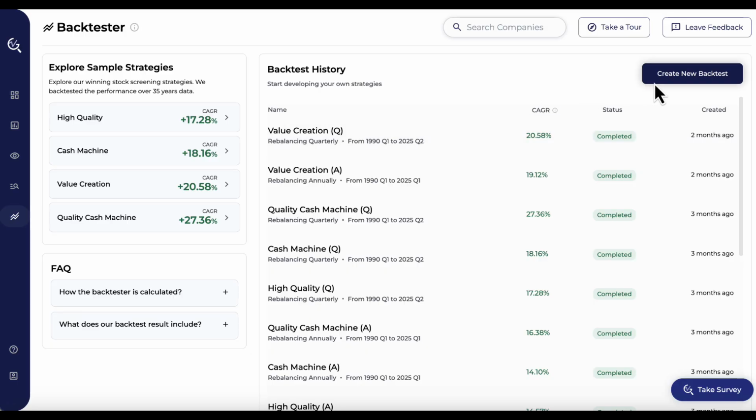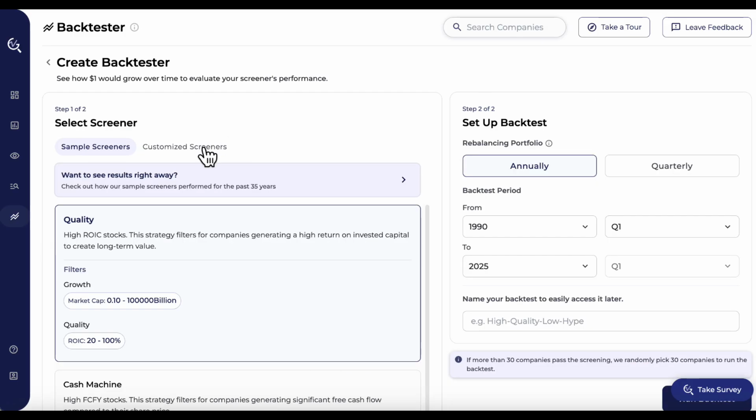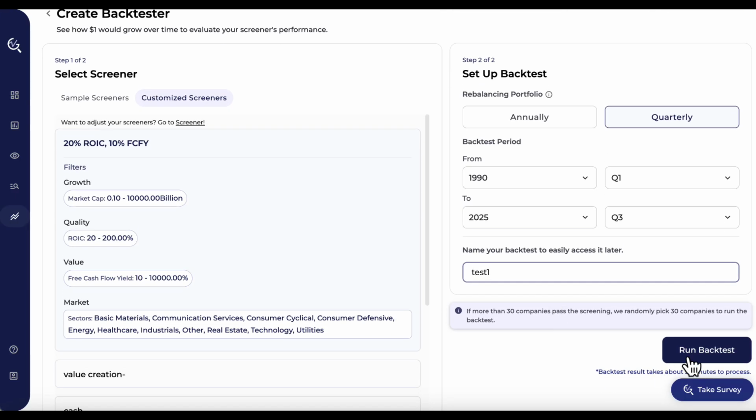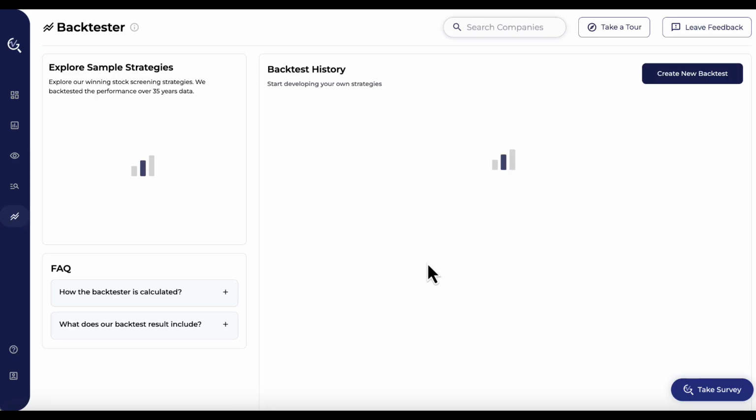And to create our own strategy, we click Create New Backtest. We go to Customize Screener. So this is the one that we had just saved. We could choose annually or quarterly. So again, if you want to trade once a year, use the annual. Quarterly, you could trade once every quarter, 4 times a year. Let's look at some of the latest data here, going from 1990 to 2025 Q3. So we can call this Test 1. And this allows us to get the long-term perspective.